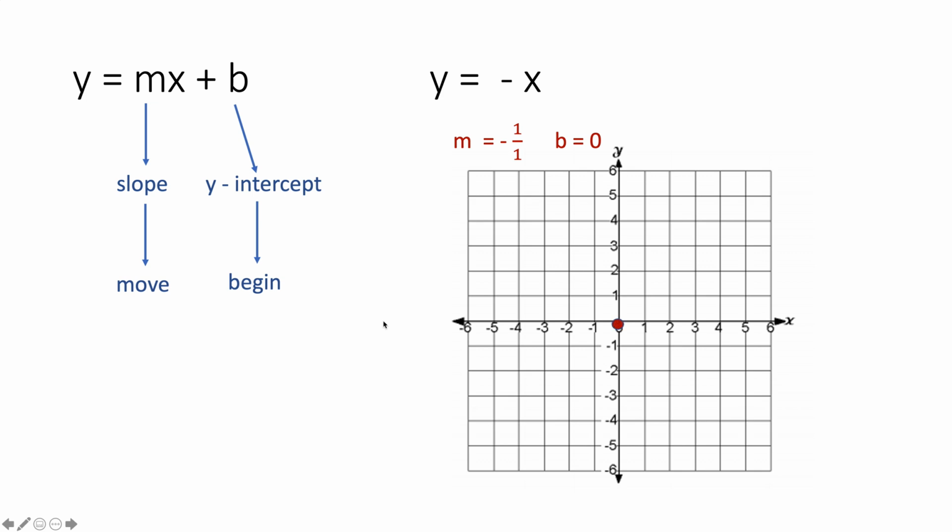Okay, there's my y-intercept of 0. Now I'm going to go down 1 over 1, down 1 over 1, down 1 over 1, and again, connect the dot, and there's my beautiful line. Okay, so that is graphing using y equals mx plus b.